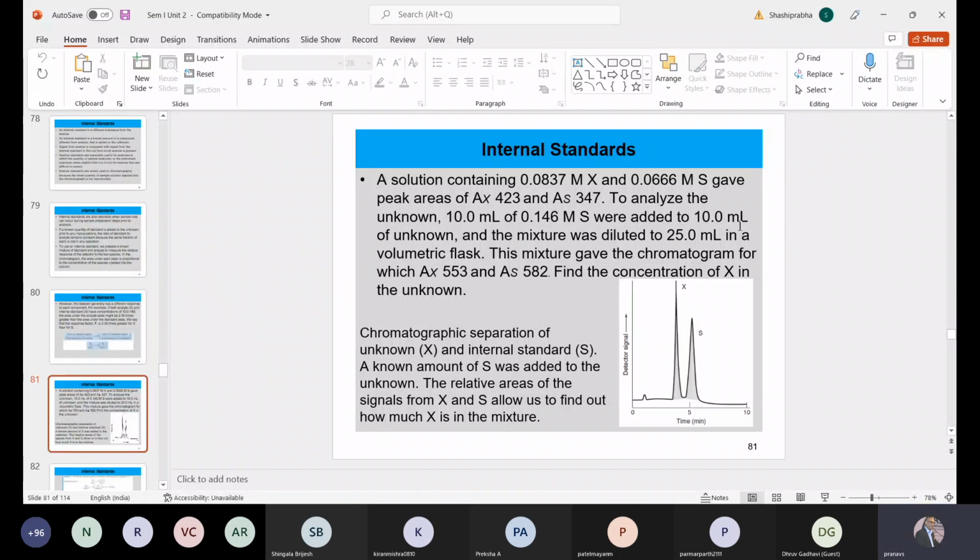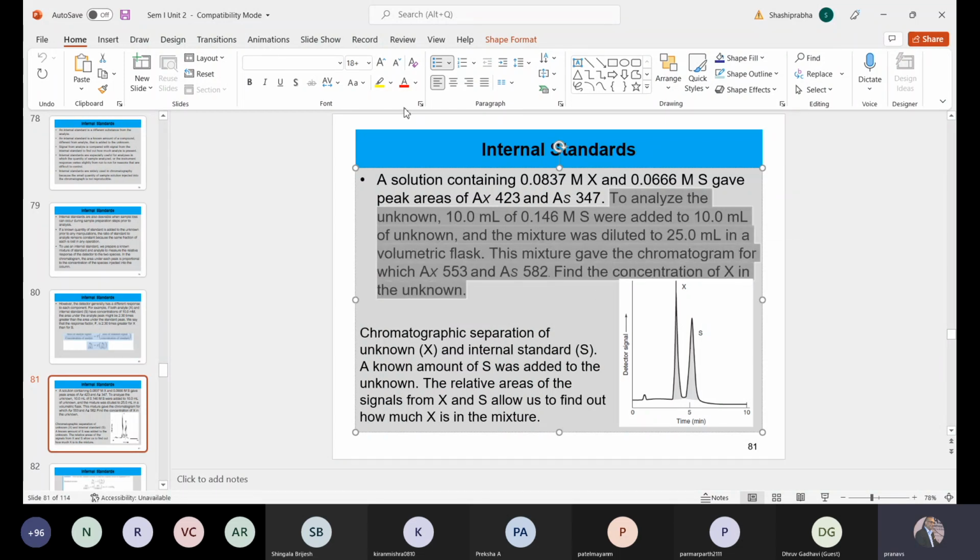अब 10 ml of unknown means हमारे पास एक X जो था ना, X which is unknown, लेकिन अब ये हमारा एक्सपेरिमेंट शुरू हो गया. यहां से हमारा एक्सपेरिमेंट है जो हम रियल एक्सपेरिमेंट कर रहे हैं. This much is your experiment. To analyze the unknown 10 ml of 0.146 molar S was added to 10 ml of unknown and the mixture was diluted to 25.